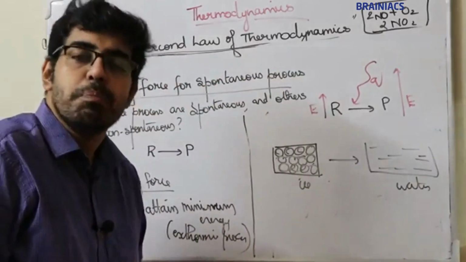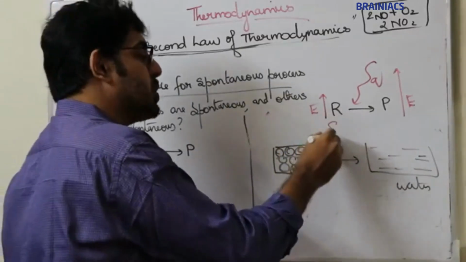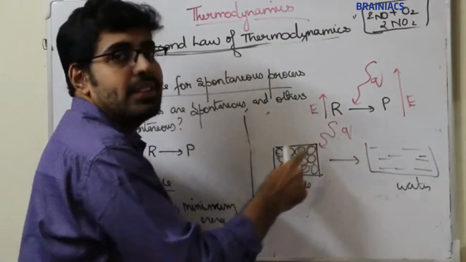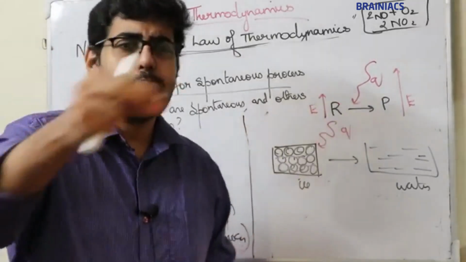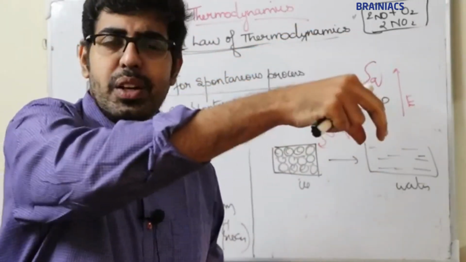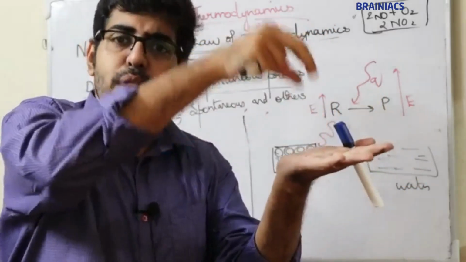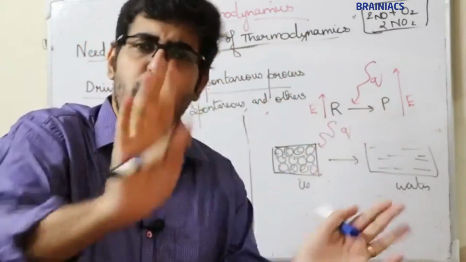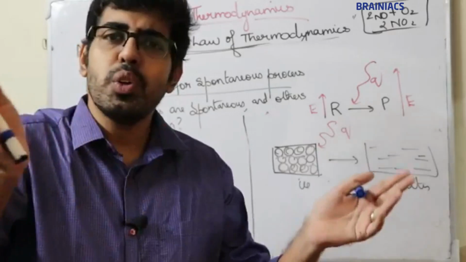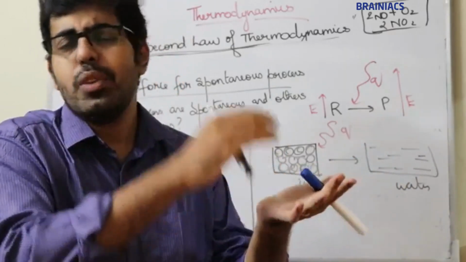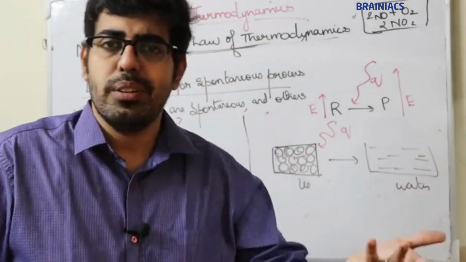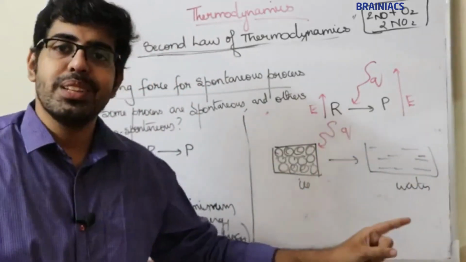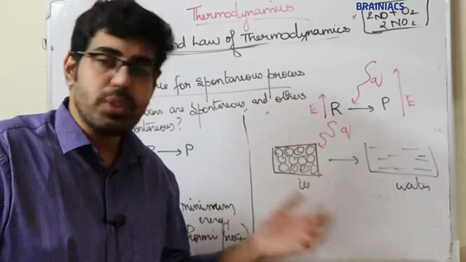Now ice will melt to form water by absorbing heat energy. This is an endothermic process, and you know that this process is spontaneous. When you place a piece of ice here, this ice piece will melt to form water spontaneously. We don't want to give any external energy to that ice. It will spontaneously melt to water by its own, right? So melting of ice is an example for spontaneous process.